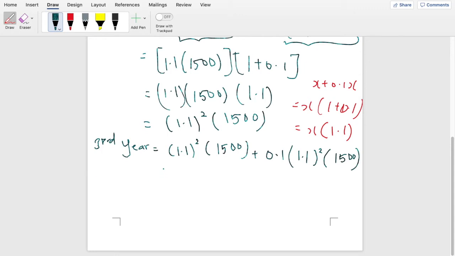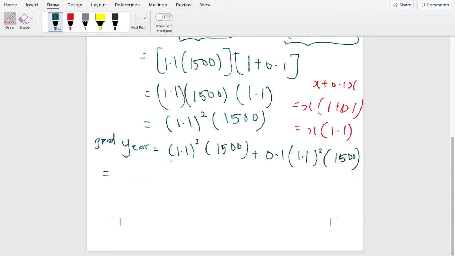Don't worry, it may look complicated now, but we're going to see a pattern coming out, which will eventually generalize into the formula that your textbook shows. So over here, you have this 1.1 squared times 1500. This is the principal amount you now owe after the second year. And on top of that, there's 0.1, which is 10% of the second year. So this will be your interest at the end of the third year. Let's simplify this.